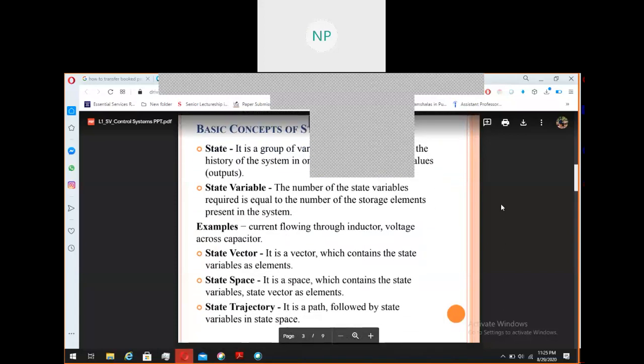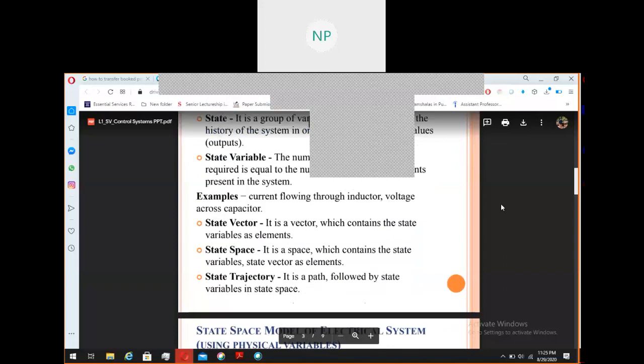If we write the state variables and their derivatives in a matrix form, it is known as state vector. Whatever variables are defined in a space, it is known as state space. The transition of the state variable from one state to another state is known as a state trajectory path.